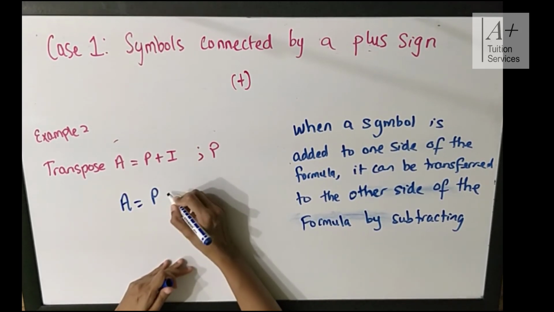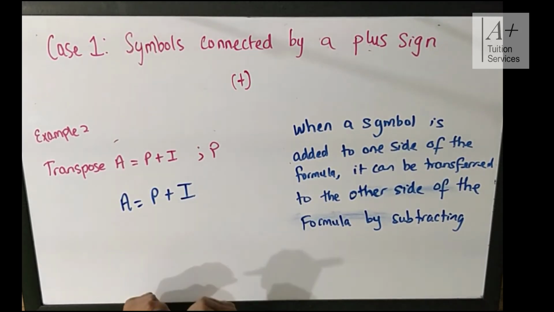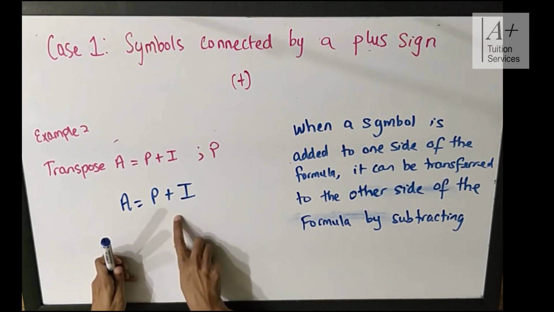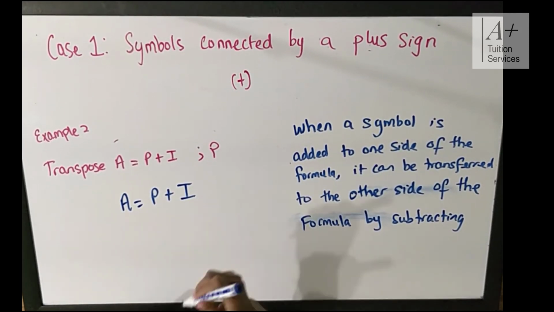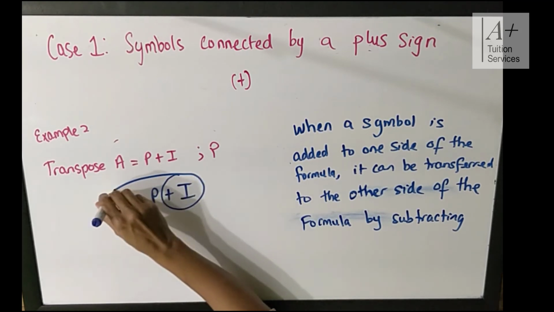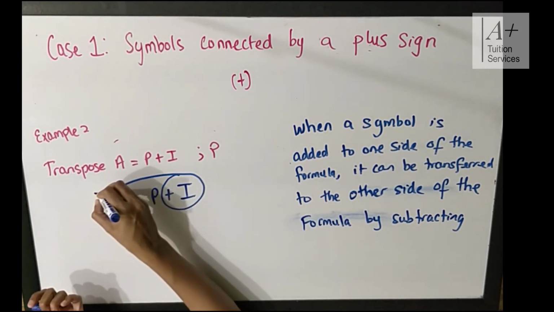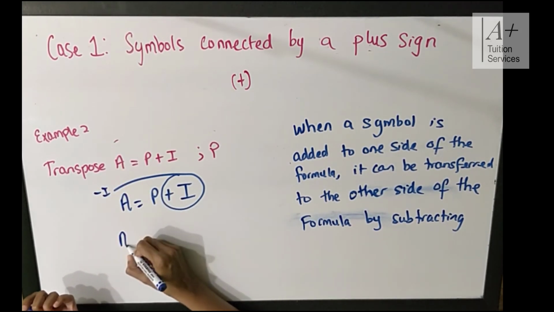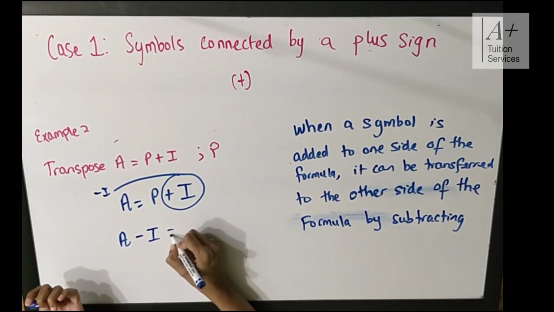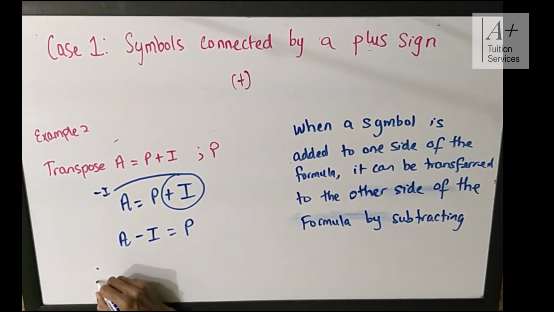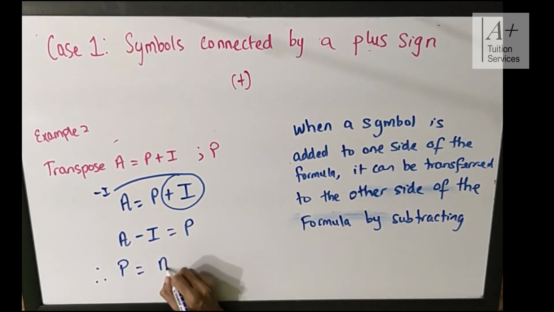A is equal to P plus I. And in doing so, we need to move this I away from P to leave P by itself. So we'll circle the I and put it across by A. So positive I will become negative I. So it will be A minus I is equal to P. Therefore, P is equal to A minus I. So this is simple. So this was case one. So again, pause the video and take the relevant notes.